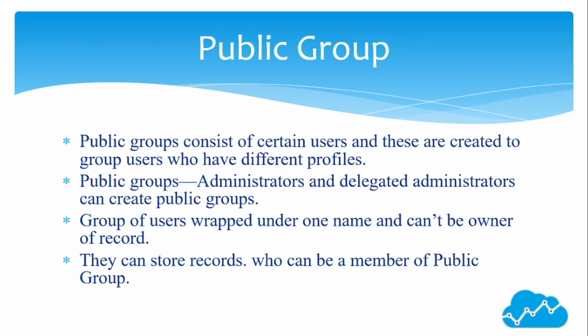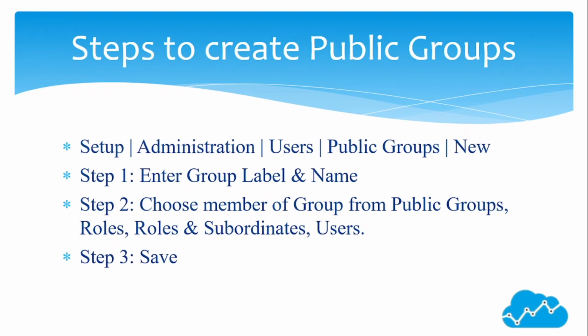Public groups consist of certain users and are created to group users who have different roles. Administrators and delegated administrators can create public groups. A public group is a group of users wrapped under one name, and it can't be the owner of a record, but it can store records. Who can be a member of a public group?